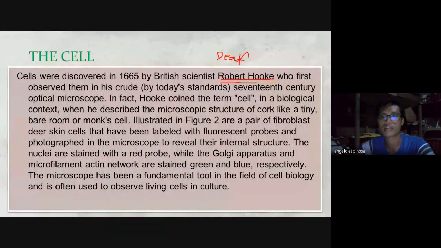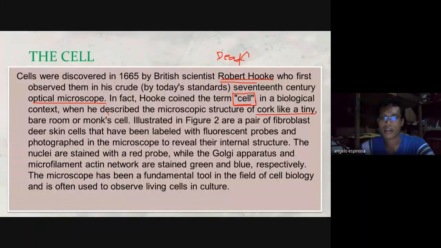By today's standards, it was crude, as he used a 17th century optical microscope. So Hooke coined the term cell, because he was the one who observed that there was a cell in the plant. In a biological context, he described the microscopic structure of cork, like tiny boxes, as his description of cells.